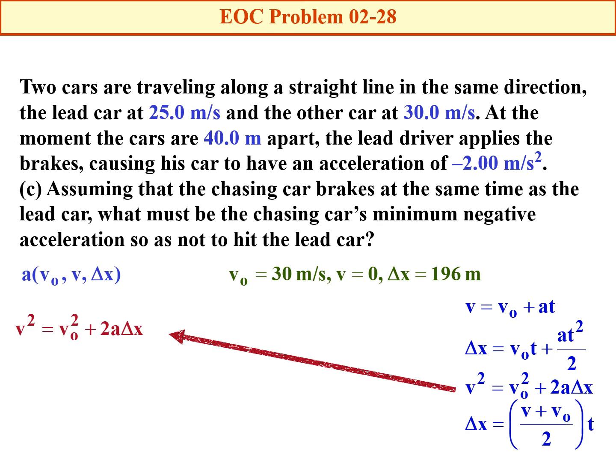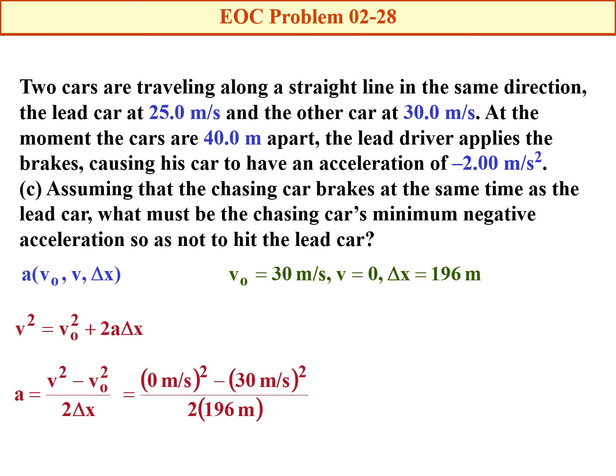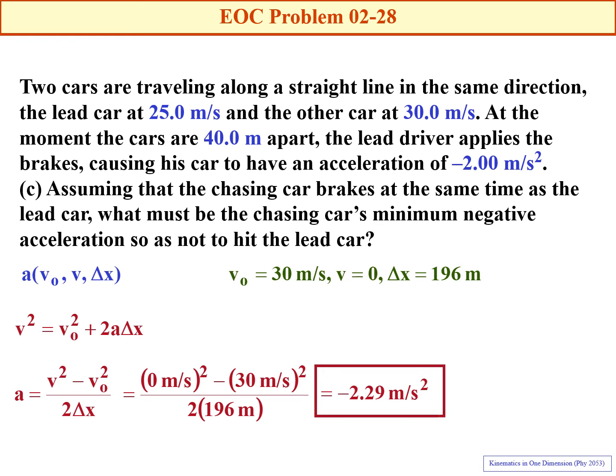We can use this equation right here, final velocity squared equals initial velocity squared plus 2 times acceleration times displacement. We plug in our numbers, and we get that our acceleration is going to be equal to 0 squared minus 30 squared, divided by 2, divided by 196, and we get negative 2.29 meters per second squared.